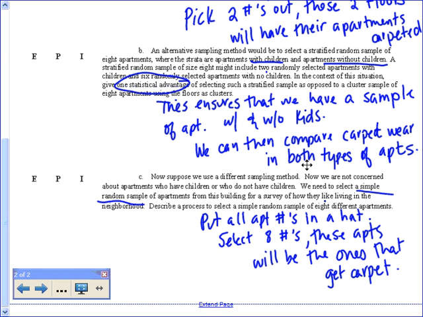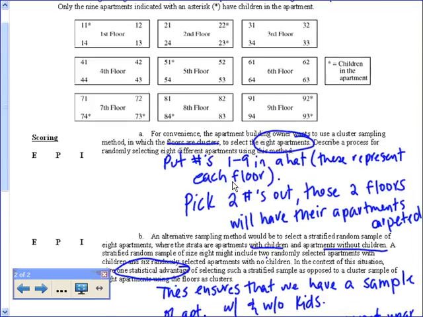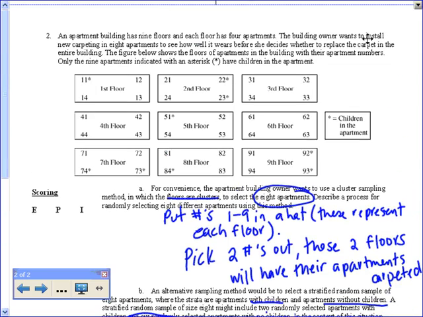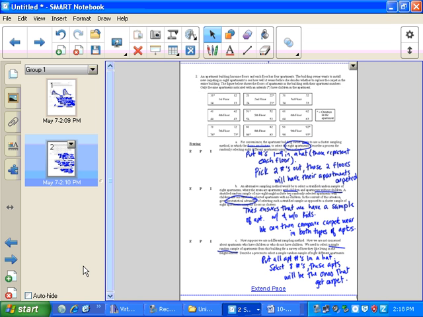If you did not read this question entirely before listening to this video, please make sure you go back and read the whole thing, because it's talking about she's wanting to decide whether to replace the carpet in the apartments. If you did not finish this quiz, please make sure that you do. And if you don't understand anything, please make sure that you see me so we can go over it.